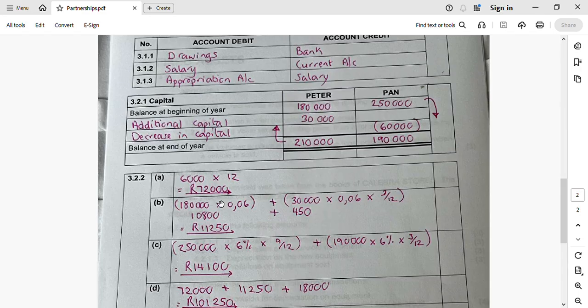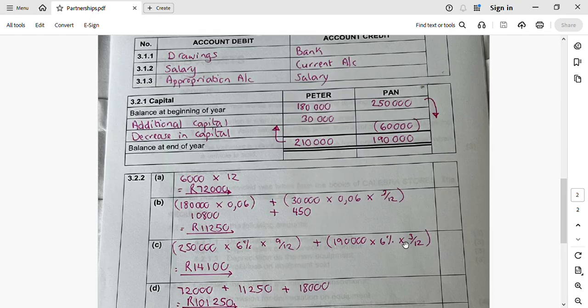When you're doing Pan, he had 250,000 for the first 9 months of the year, because then remember he decreases capital. So for the last 3 months of the year, his capital would be 190,000. So you take the 190,000, you times by 6%, times 3/12.